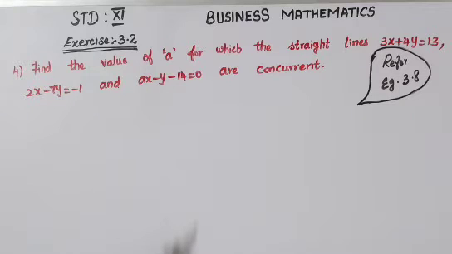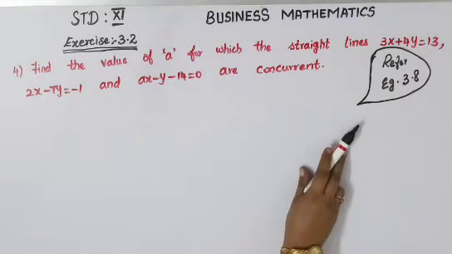Standard 11th Business Mathematics Exercise 3.2, 4th question. Find the value of a for which the straight lines 3x plus 4y is equal to 13, the second line 2x minus 7y is equal to minus 1, and the third line ax minus y minus 14 is equal to 0 are concurrent.